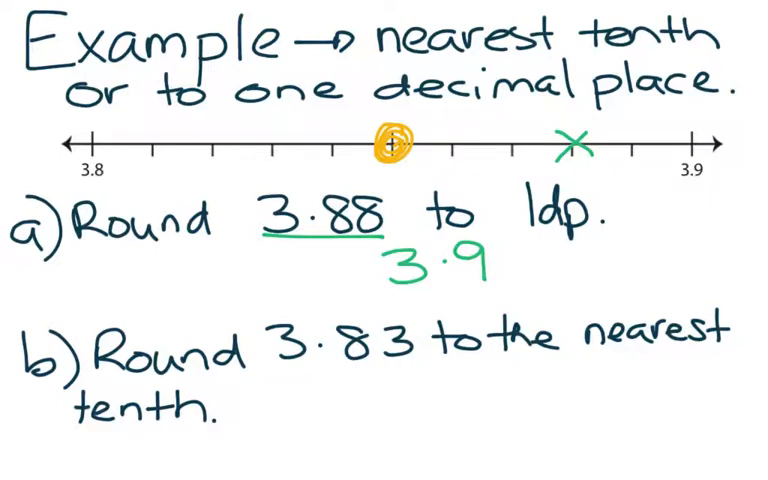The next one, round 3.83 to the nearest tenth. So 3.83 would be here on the number line with that red cross. And we're going to the nearest tenth, which still means just one number after the decimal point. So we're looking here, and is it closer to 3.8 or 3.9? It is closer to 3.8. So our answer for that one would be 3.8.